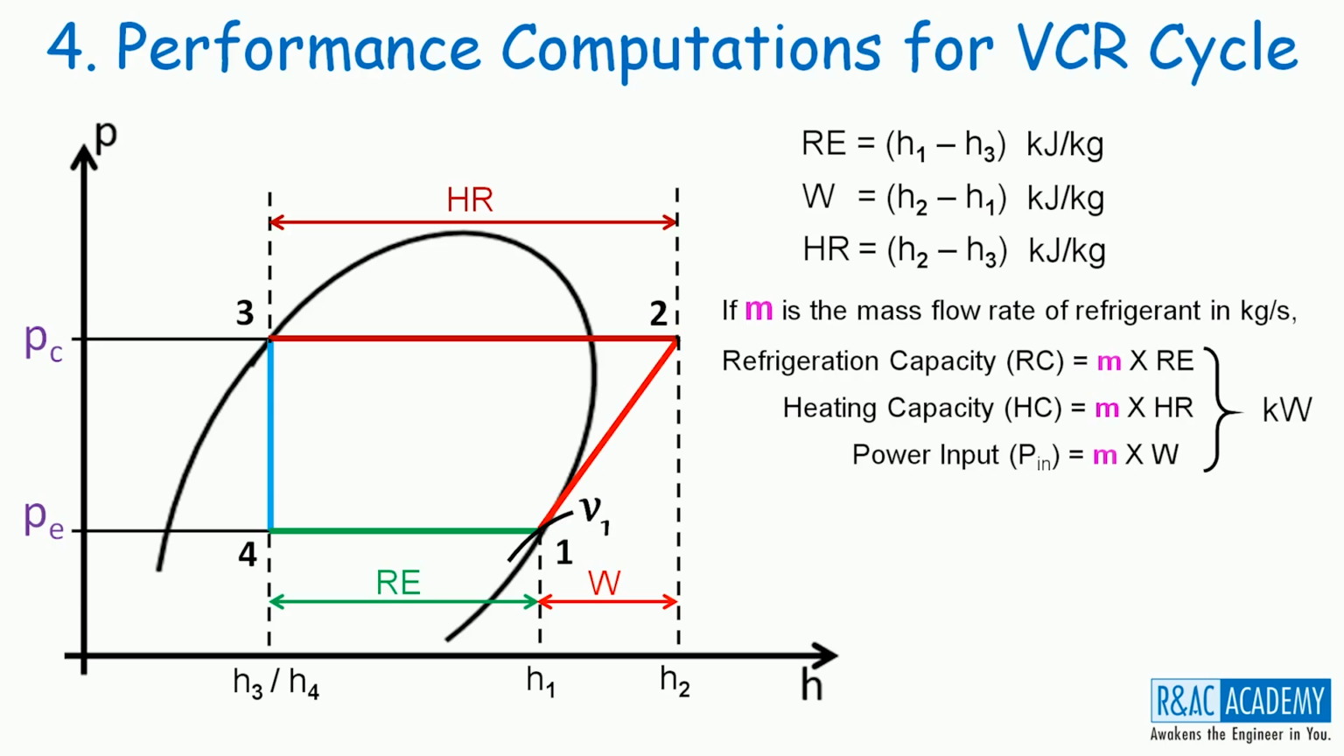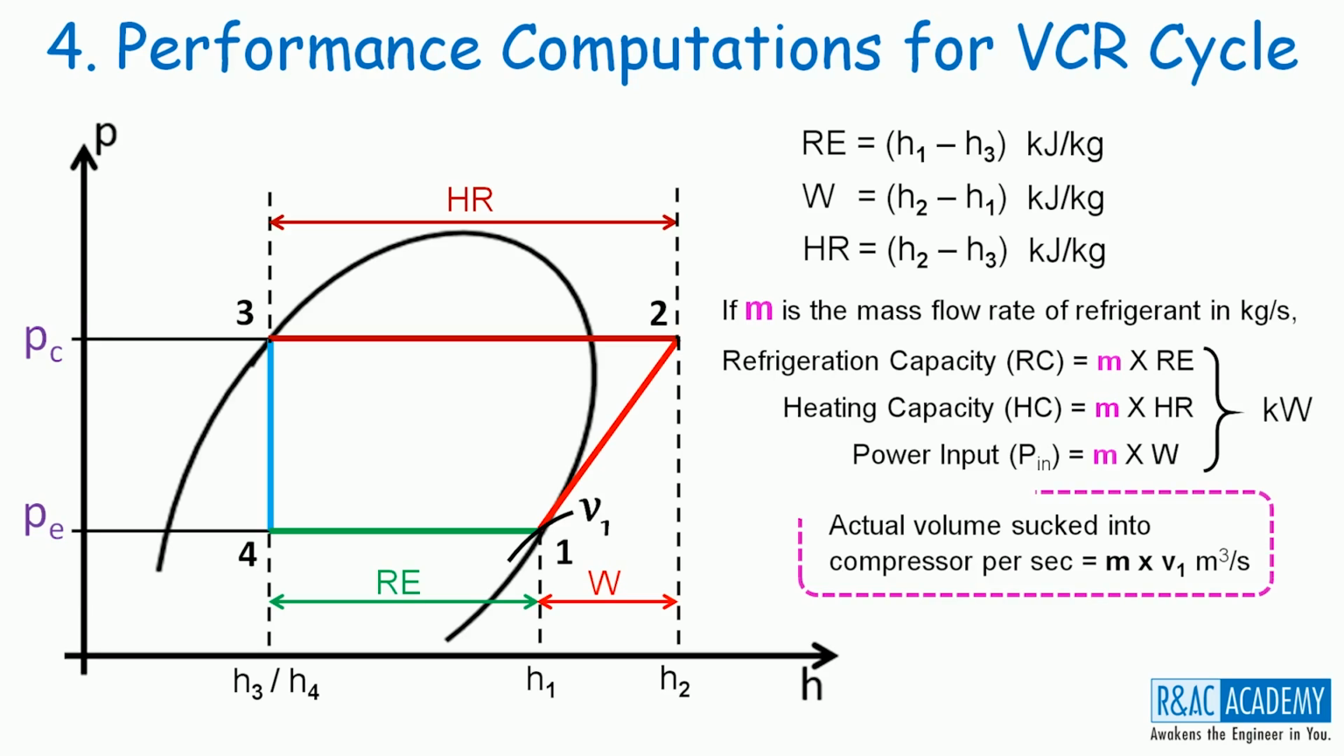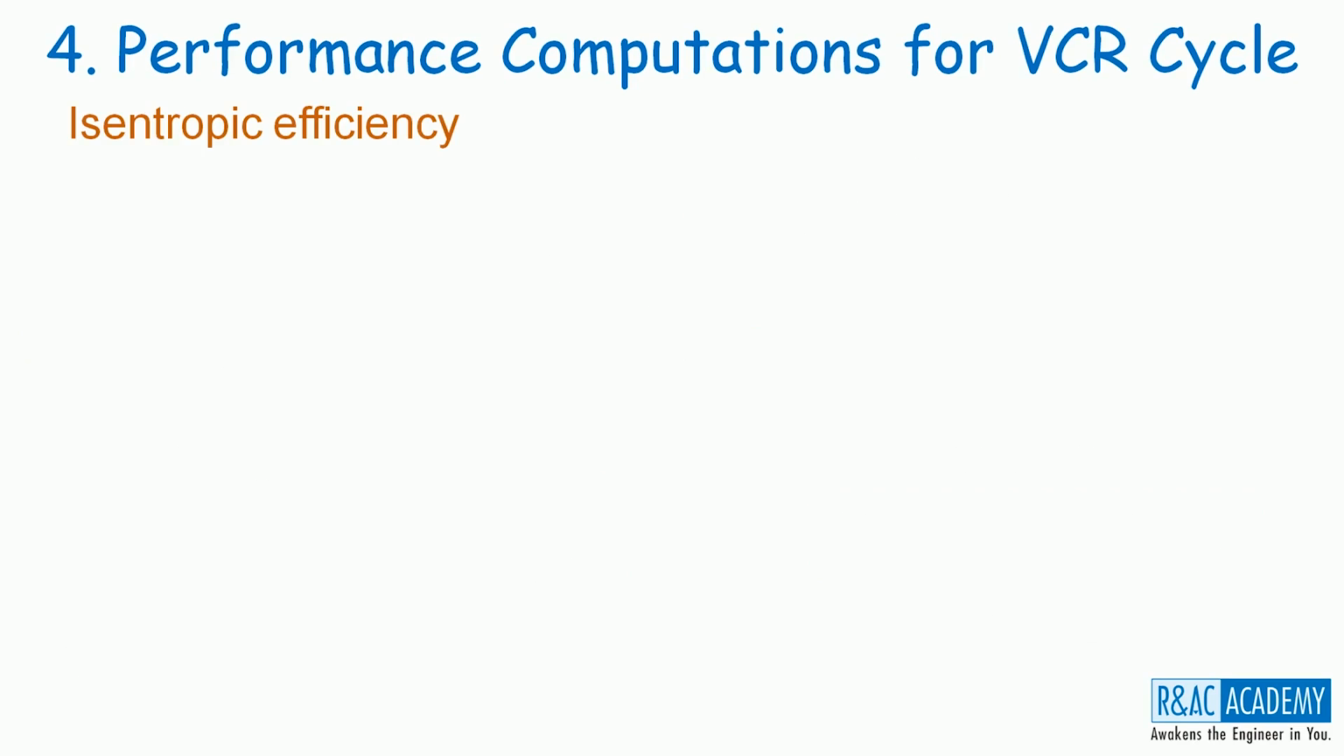If V1 is the specific volume of the refrigerant vapor corresponding to state point 1, then m into V1 is the actual volume of the refrigerant vapor sucked into the compressor per second, expressed in meter cube per second. We will be taking this up while discussing volumetric efficiency in subsequent lectures. Please park it aside for the time being. The last one is COP. It is expressed as RE by W or RC by power in. Both are same.